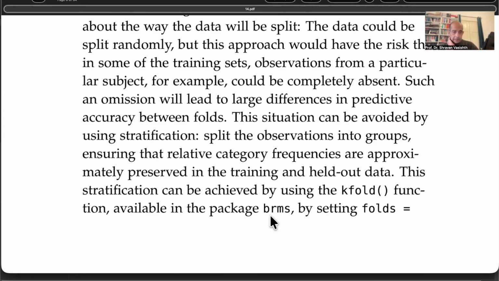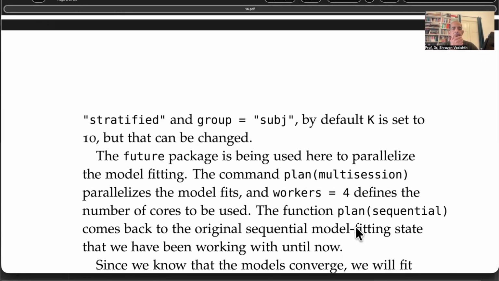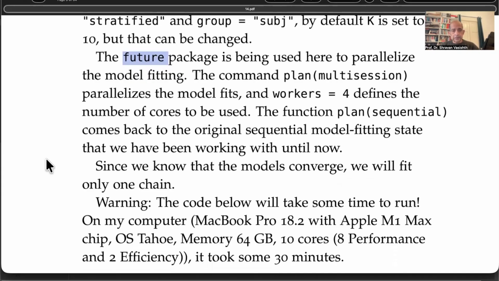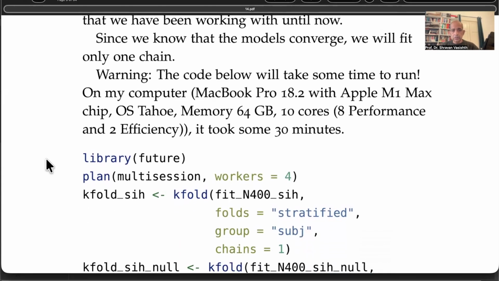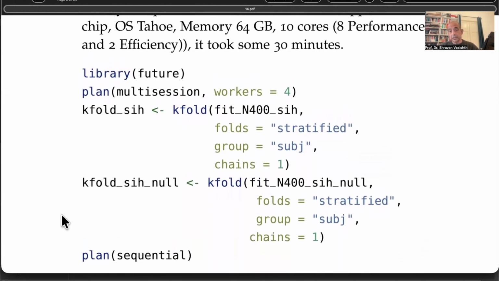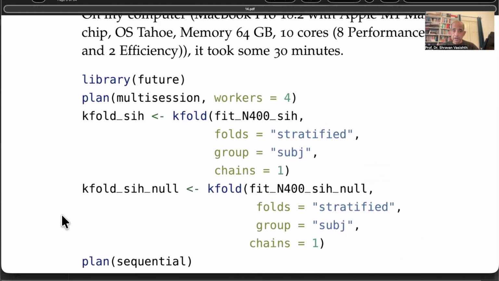So in order to deal with stratification in the BRMS package, there's a function called kfold where you can set a setting called stratified, and you can specify which group you want to stratify over. And you will also see in the code below the use of the future package. This is just used to parallelize the model fitting, and you can look up the details of this, but it just makes things faster. So my code, which I'm showing you now, will take some time on your computers, especially if you're using Windows computers, it's going to take forever. So be careful about when you start the process.